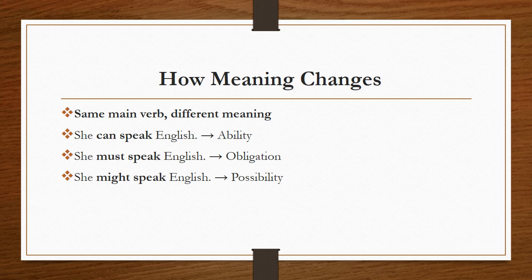The main verb can remain the same, but changing the modal changes the meaning. For example, she can speak English shows ability. She must speak English shows necessity or obligation. She might speak English shows possibility. Although the main verb speak remains the same, the modal changes the meaning.